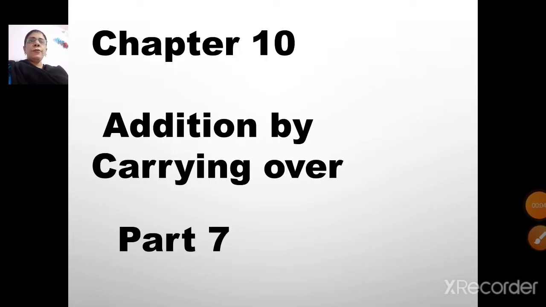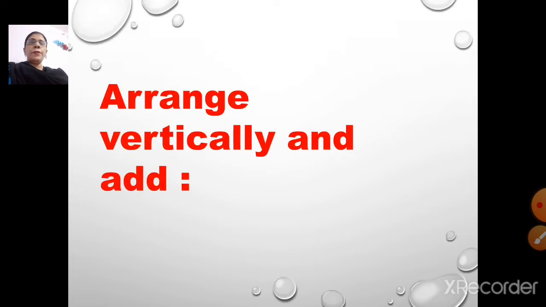Now children, as you know, we are doing chapter 10, addition by carrying over. Today we will be doing part 7. We finished part 6 in our previous session, where we did word problems. Let us see what we are going to do today. We are going to arrange vertically and add. This we have finished earlier, but we are still going to revise it.